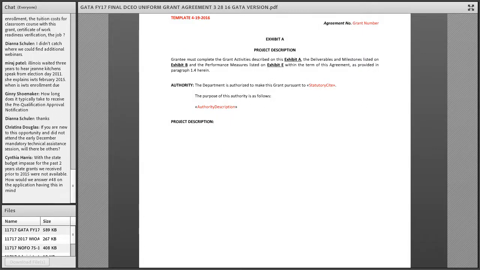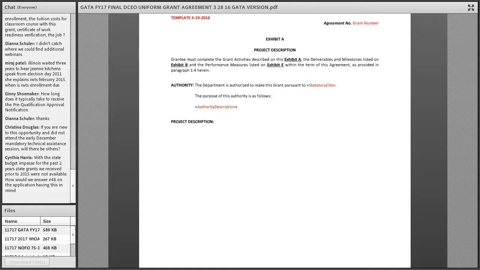At the end of part one of the uniform grant agreements, there are several exhibits. And I would point out that we are continuing to work with the GATA team, with OMB, with the department's legal staff and program managers to determine the information that is included in these exhibits.